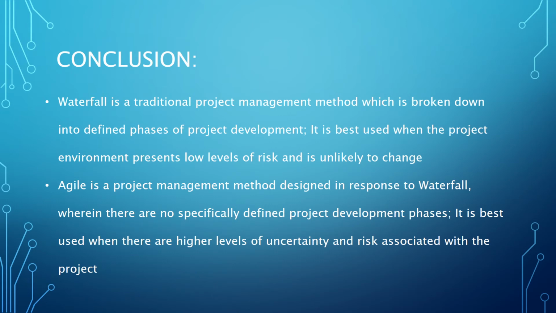In conclusion, Waterfall is a traditional project management method which is broken down into defined phases of project development. It is best used when the project environment presents low levels of risk and is unlikely to change. Agile is a project management method designed in response to Waterfall, wherein there is no specifically defined project development phase. It is best used when there are higher levels of uncertainty and risk associated with the project.